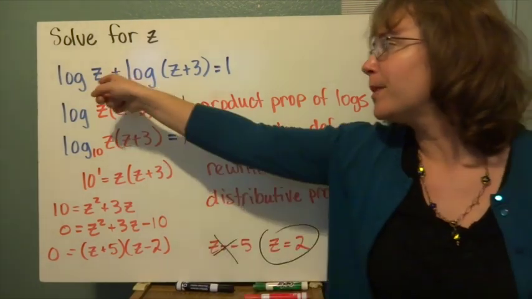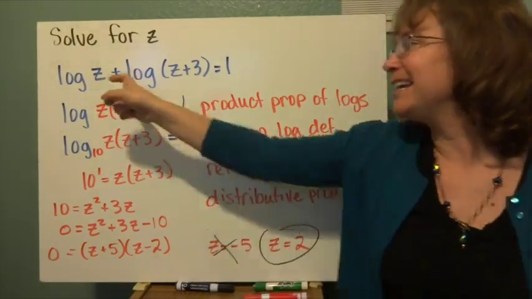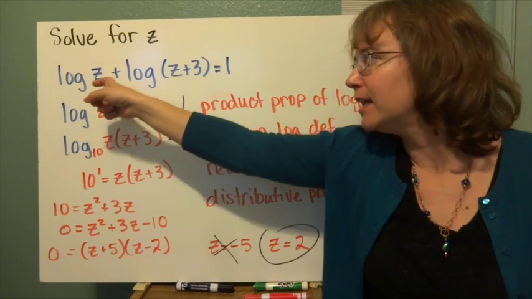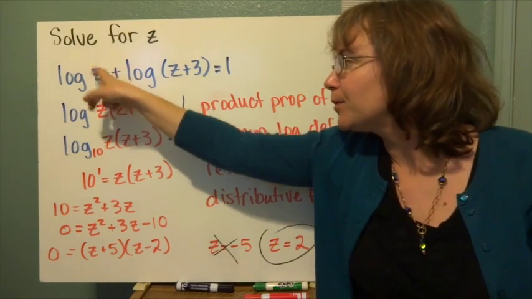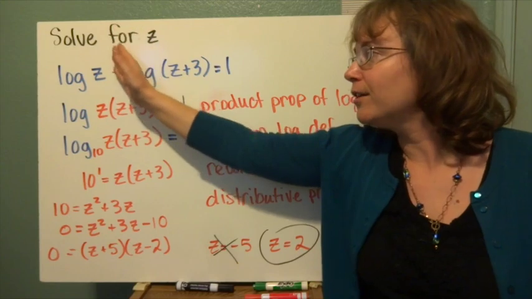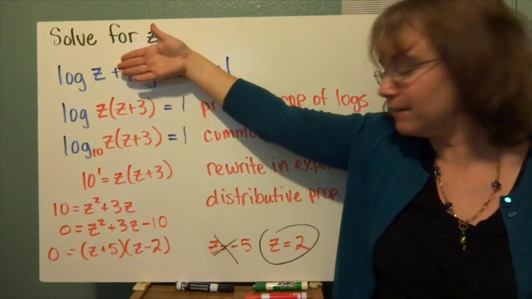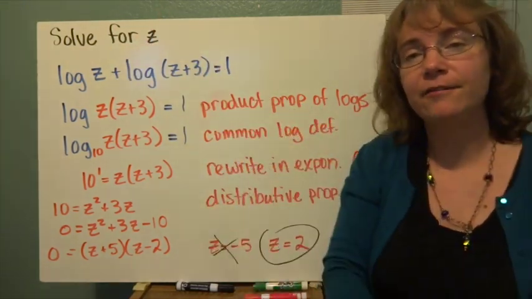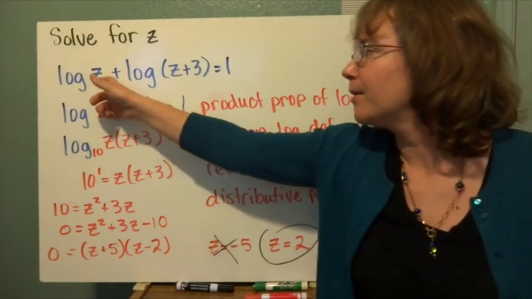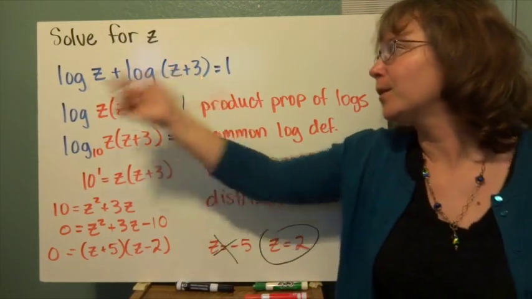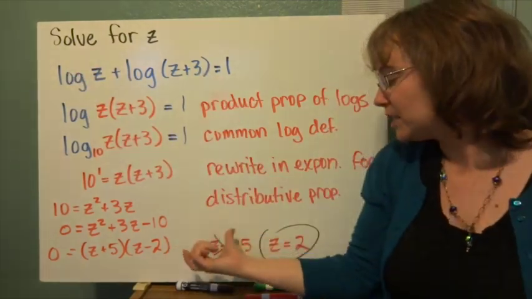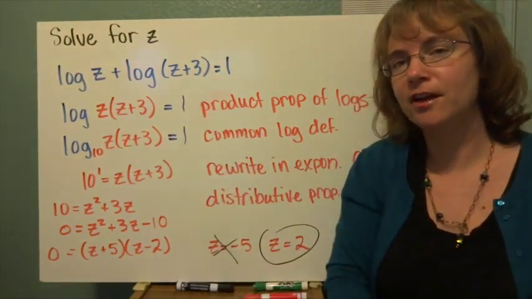And you do have to go back and see if when you plug it in, you are actually taking the log of a negative number. For example, if this one right here was z squared, and I'm checking to see if it would be a negative number, if I squared negative 5, it would be a positive number, and then that would be okay. Not in this one, but in this one. So you want to take it back and make sure you're not taking the log of a negative number.